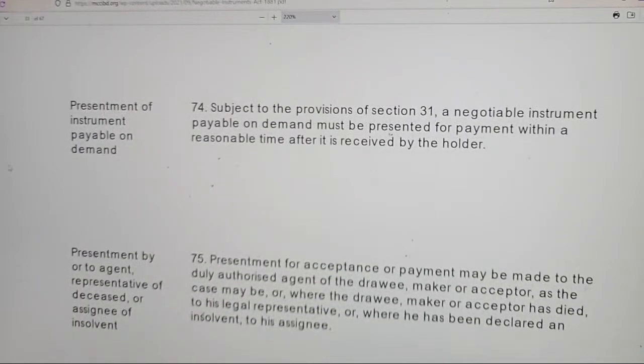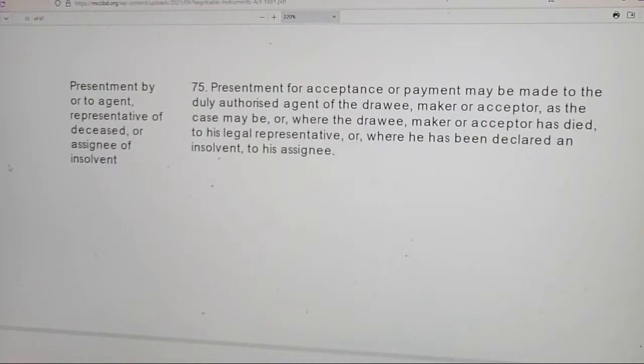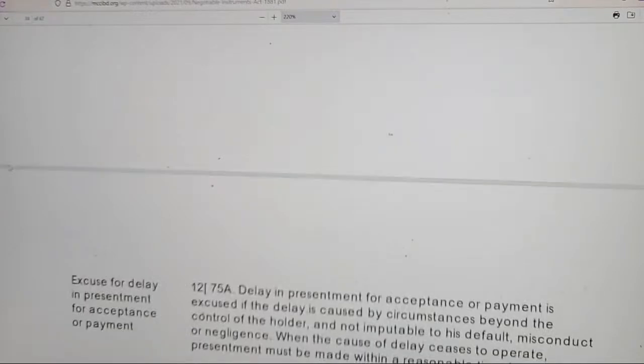Presentment of instruments payable on demand. 74. Subject to the provisions of Section 31, a negotiable instrument payable on demand must be presented for payment within a reasonable time after it is received by a holder. Presentment by or to agent, representative of deceased, or assignee of insolvent. 75. Presentment for acceptance or payment may be made to the duly authorized agent of the drawee, maker, or acceptor, as the case may be, or where the drawee, maker, or acceptor has died, to his legal representative, or where he has been declared an insolvent, to his assignee.